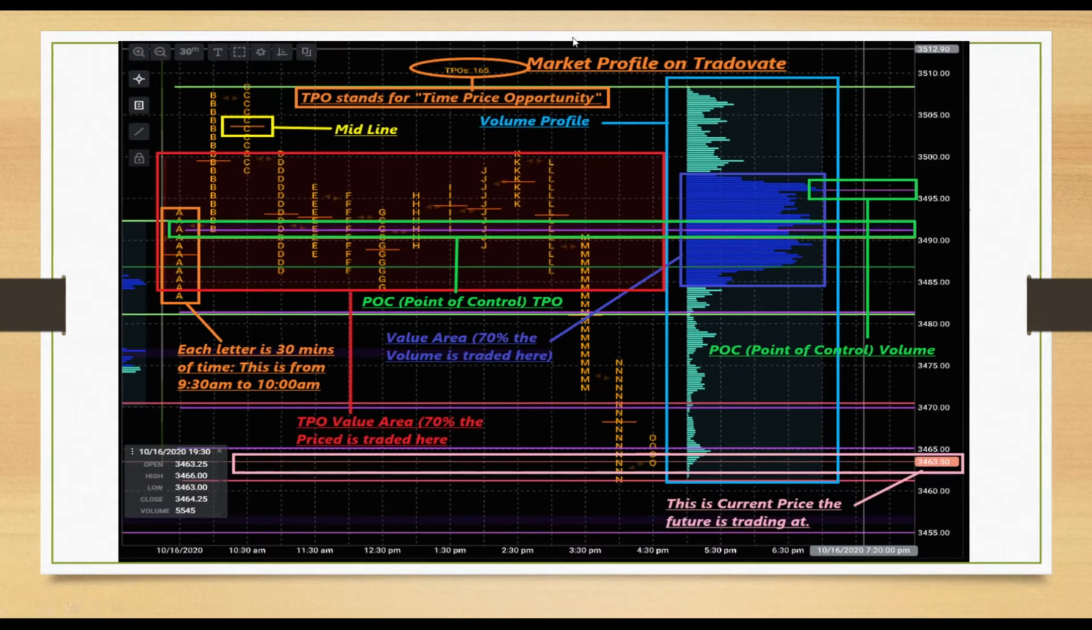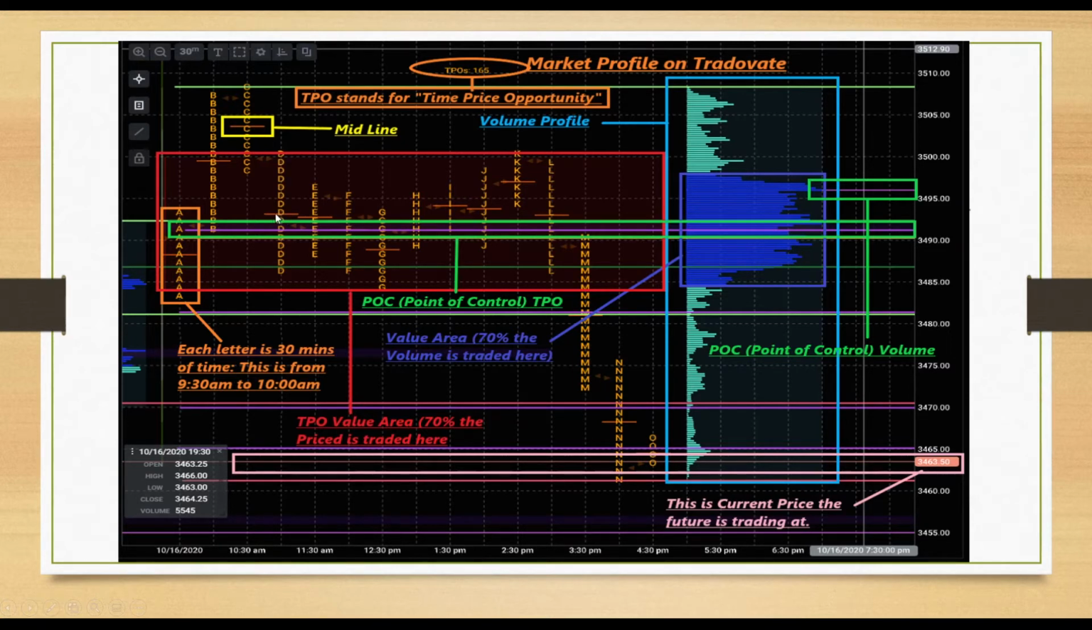So each letter represents a 30-minute period, and here's your midline. You notice that right there in the middle. The midline is basically the high and low of each print divided by 2. So that's right in the middle. For example, if it's a $15 range, you divide that by 2, it's $7.50. There's going to be something that happens when it gets in that center. It's going to bounce up or down. So you could trade the midpoints.